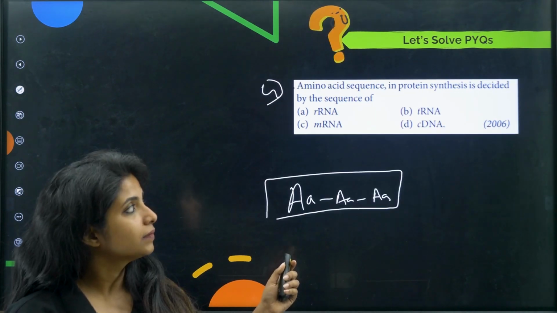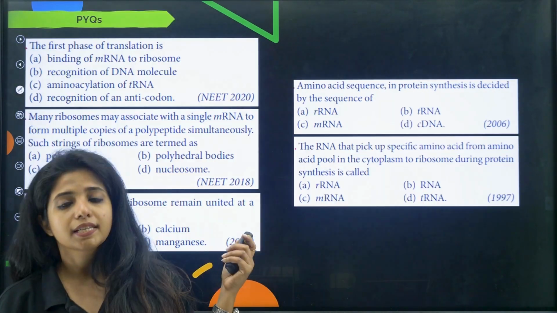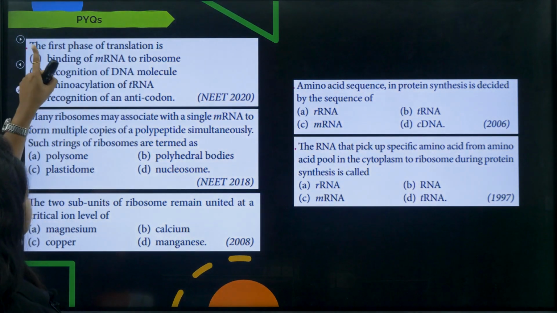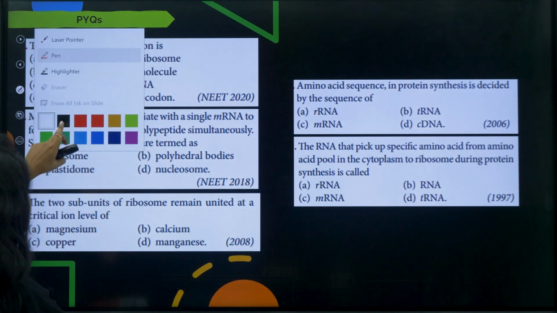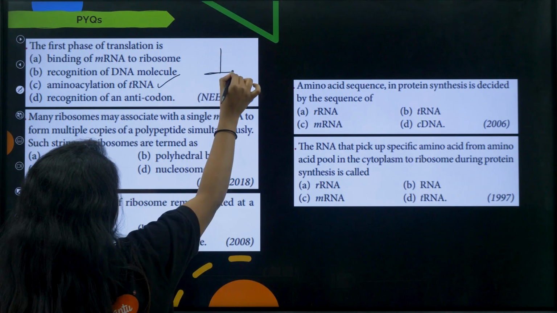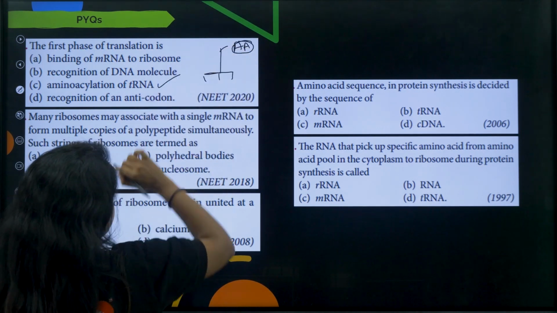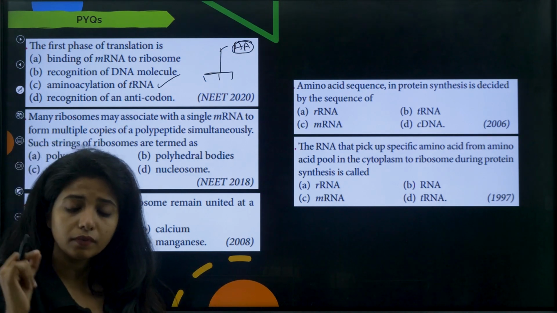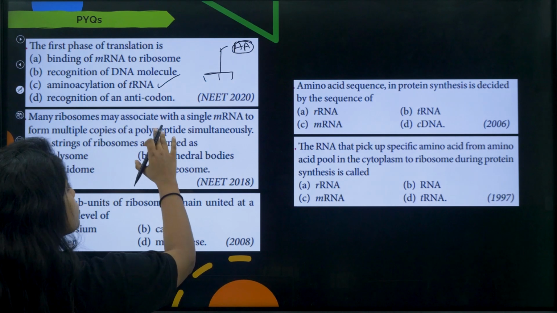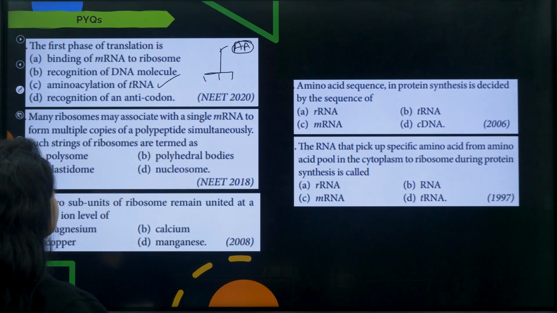And a question has also come about the number of proteins. That is why I told you to please remember it. It's 80 proteins. Okay. Now let's try to solve the first question. The first phase of translation is, children, amino acylation of tRNA. I told you the first thing we need is the tRNA, and it needs to have an amino acid attached to it. This process is known as amino acylation, and it occurs in the first phase of translation.